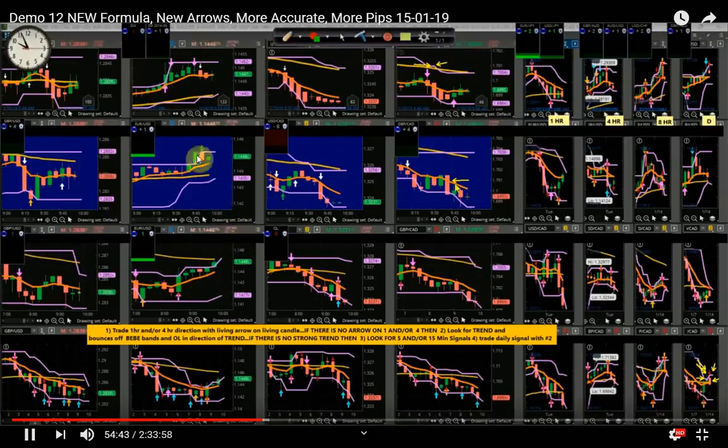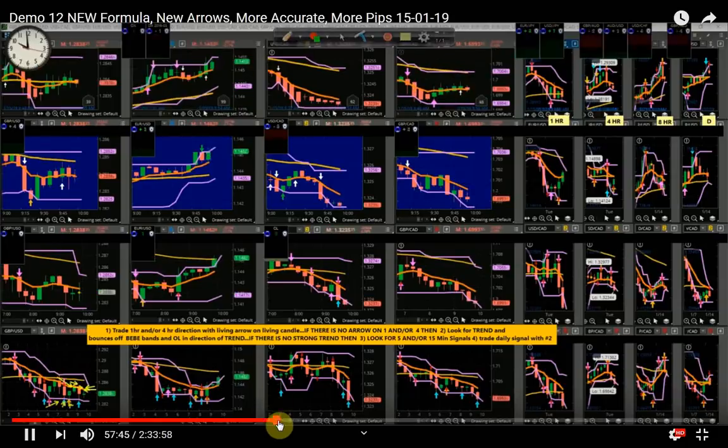Alright, and you can see it's going up, look. Right, so let's just fast forward a bit. I don't want to get too far in front now. Yeah, look, see, look, it's come up.